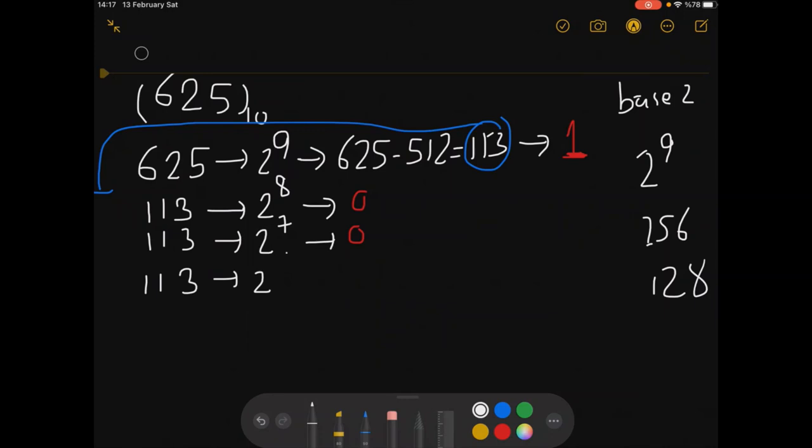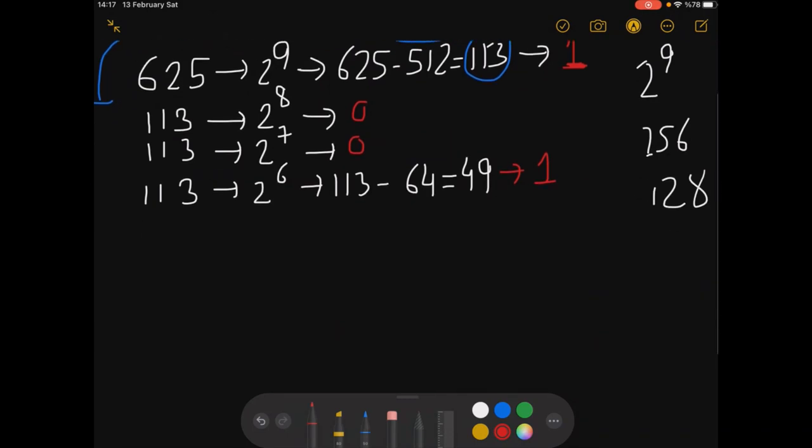iterate more. 2 to the power 6, is it possible? Yes, it's possible. Just subtract it and you will get 49, but this time put a 1 here, right? Because you succeeded in fitting it in. And then, now be careful, just put this remaining number here for the next step. It would be your 49.